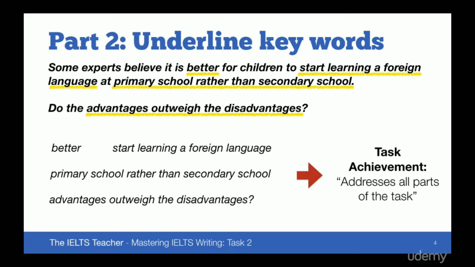If you want to score Band 8, the only thing that changes is the word sufficiently. Sufficiently addresses all parts of the task will allow you to achieve a Band 8. So basically just properly addressing everything.